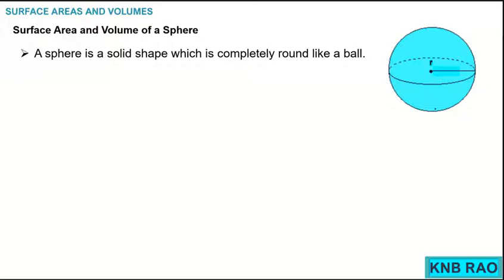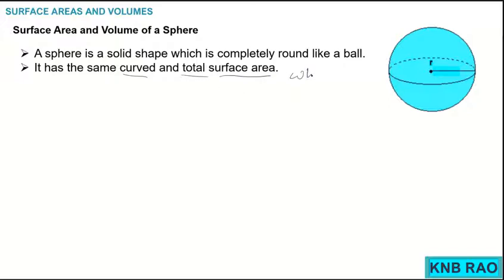Remember, in a circle we will have radius of a circle. Similarly, in a sphere also we will have radius in that ball like structure, where the center will be inside of that sphere, which we imaginarily visualize. It has the same curved surface area as well as total surface area. Why? Can you answer me that?